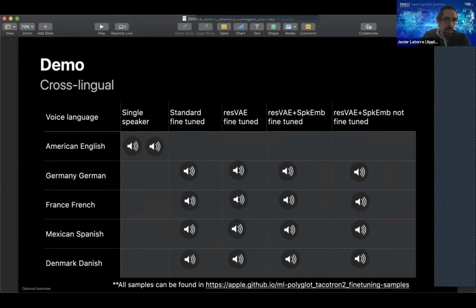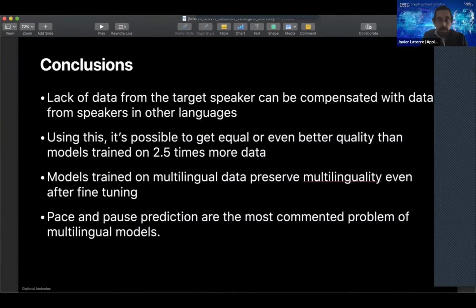So, to conclude, we have shown in a large experiment that indeed lack of data from one target speaker can be compensated with data from other speakers, even if they are in different languages. That compensation is equivalent to more than doubling the amount of data that we have for a single speaker, and to some extent the models trained in this way also preserve some level of multilinguality, or polyglot ability, even after fine-tuning. And finally, that the main problems, apart from the foreign accent, are based on post-prediction.